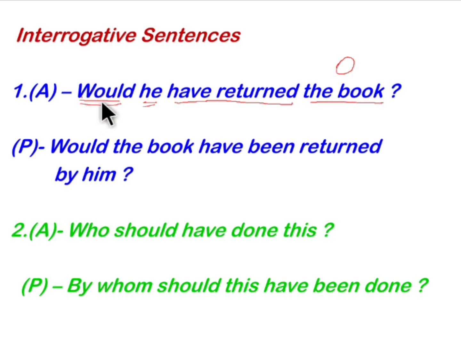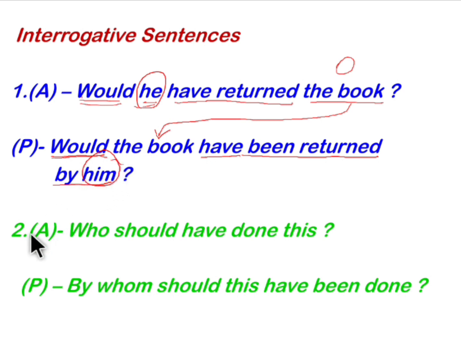Now, when we begin a question with the auxiliary verb, in the passive voice too we use the same auxiliary verb and begin the question with it. So we begin the sentence with would. Now we bring the object of the active voice as the subject of the passive voice. Would the book have? Have is used to denote the perfect tense. Then been is the be form of verb and returned is the past participle of return. Would the book have been returned by him? He will change to him in the passive voice. So the passive voice is would the book have been returned by him?